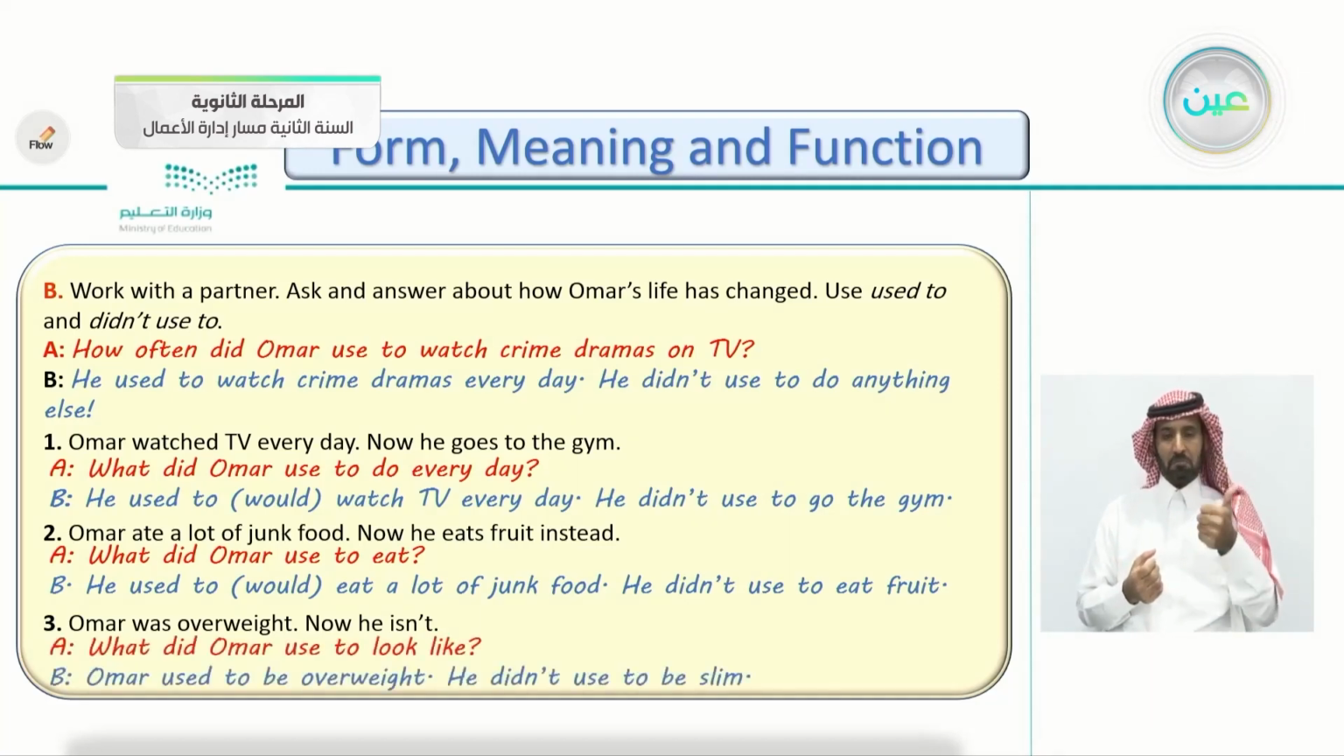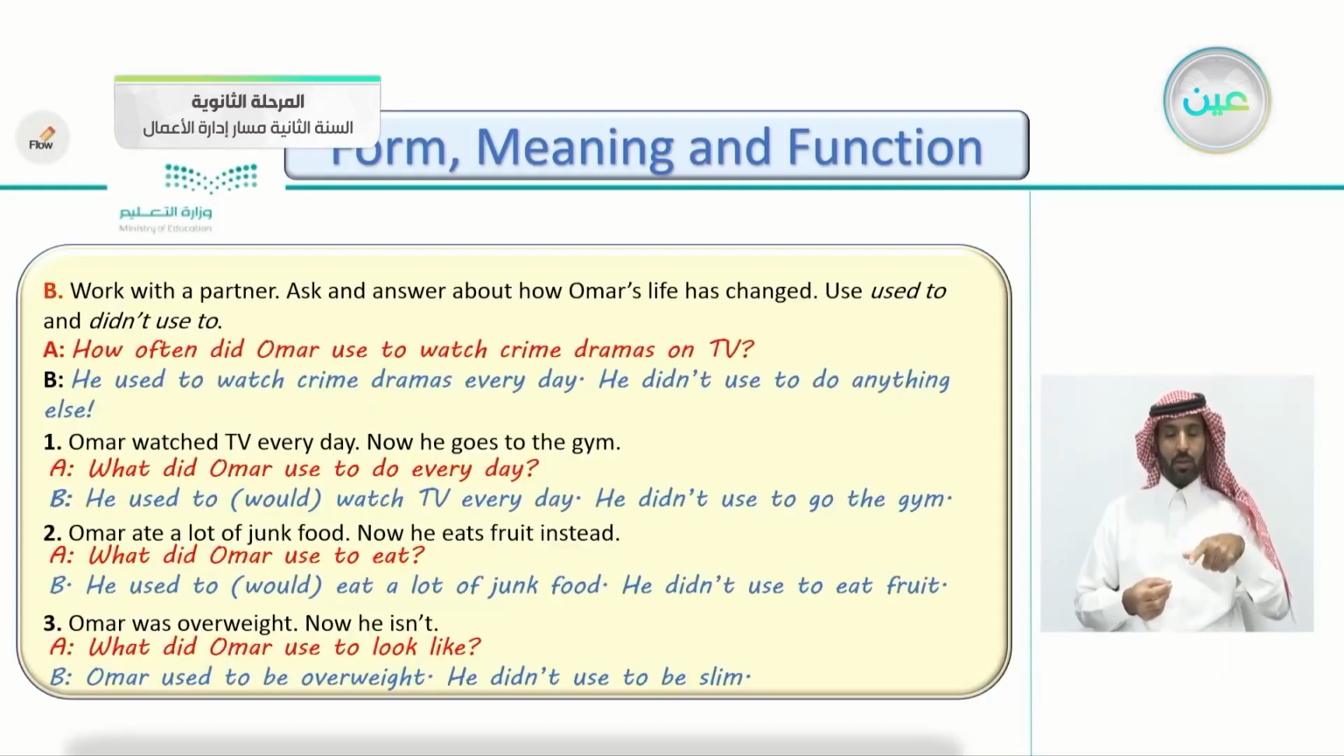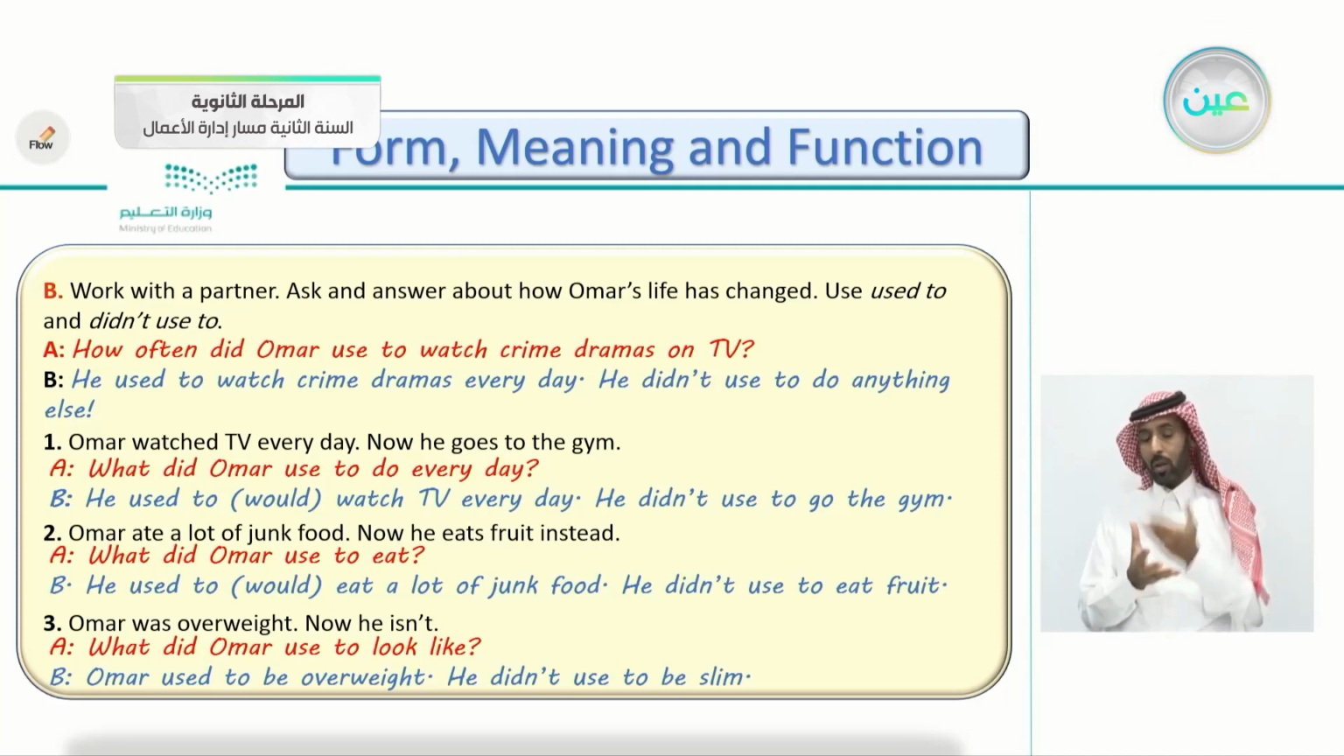Very good. What did Umar used to look like? Look like. Asking for his shape, his image. The answer is, Umar used to be overweight. Used to be. We're talking about a state here. That's why we don't put would. When talking about a state, we don't use would. We only use used to.